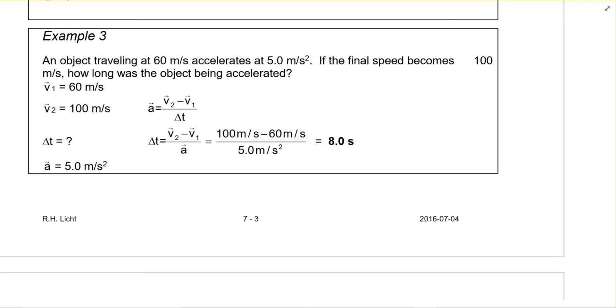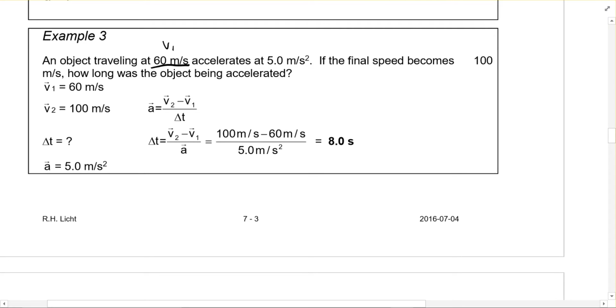So number 3 says an object traveling at 60 meters per second accelerates at 5 meters per second squared. If the final speed becomes 100 meters per second, how long was the object being accelerated? So we're getting to the point now where we probably want to make sure that we understand everything. A good technique would be to highlight these things if you have a highlighter, or underline, and just know what they are.